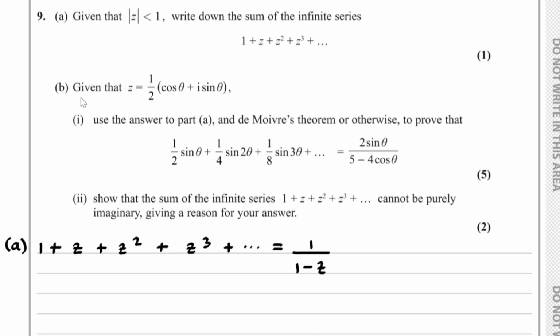Now for part B, we're given that z is equal to 1/2 times the cosine of theta plus i sine theta. We have to use our answer to part A and De Moivre's theorem or otherwise to prove that 1/2 sine theta plus 1/4 sine 2 theta plus 1/8 sine 3 theta, etc. is equal to 2 sine theta over 5 minus 4 cos theta.